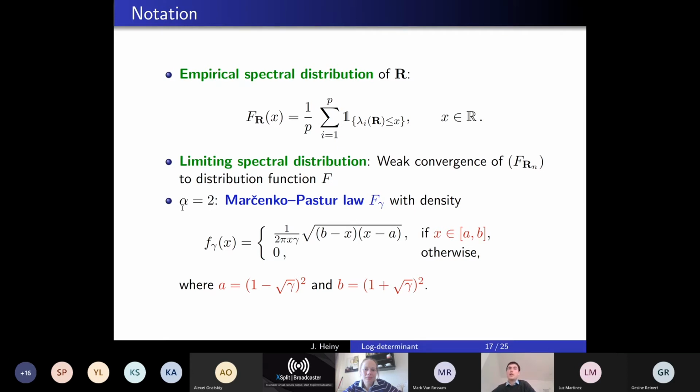In the case alpha equals 2, it is the Marchenko-Pastur law with parameter gamma. It is fully described by this density. There are also formulas for its moments. This distribution is compactly supported on this interval from A to B, and everything here is very nice and fully explicit. And the same holds for simple covariance matrices, as long as you have a finite variance.